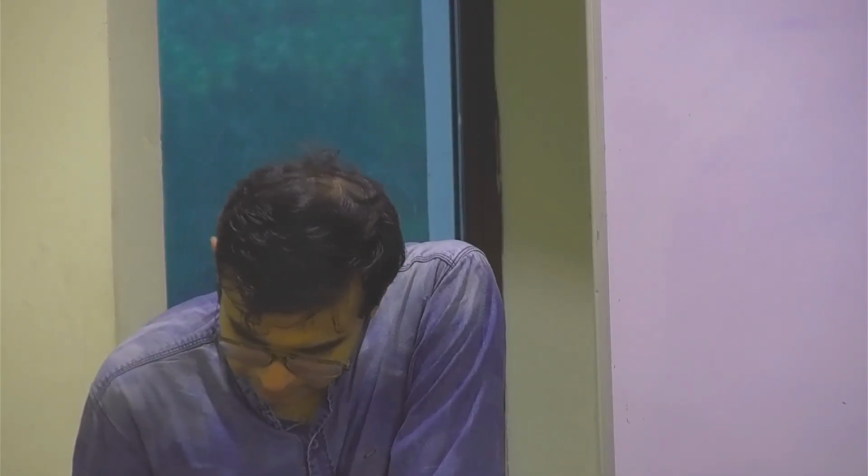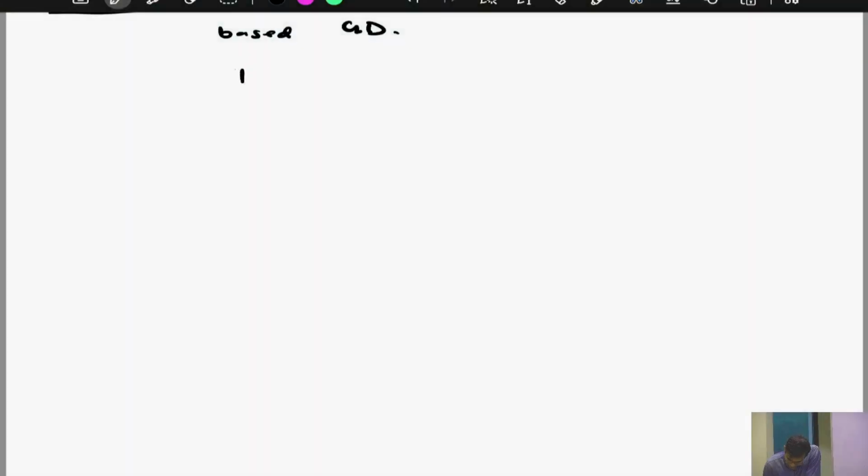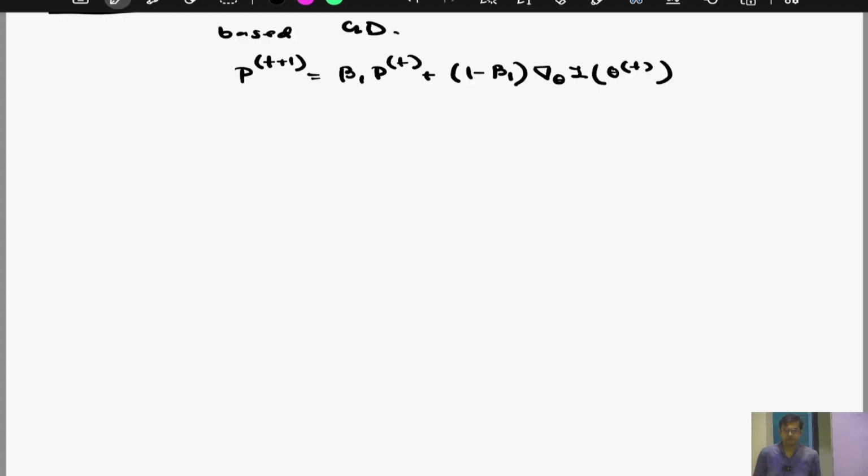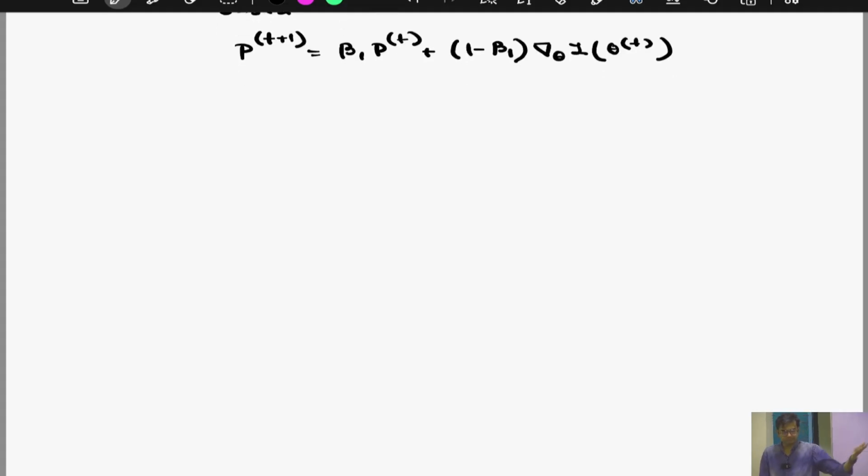Okay, with momentum based gradient descent, the update here is as follows. p_{t+1} is equal to beta 1 times p_t plus 1 minus beta 1 times the gradient of L at theta_t, right? So this is your momentum term.